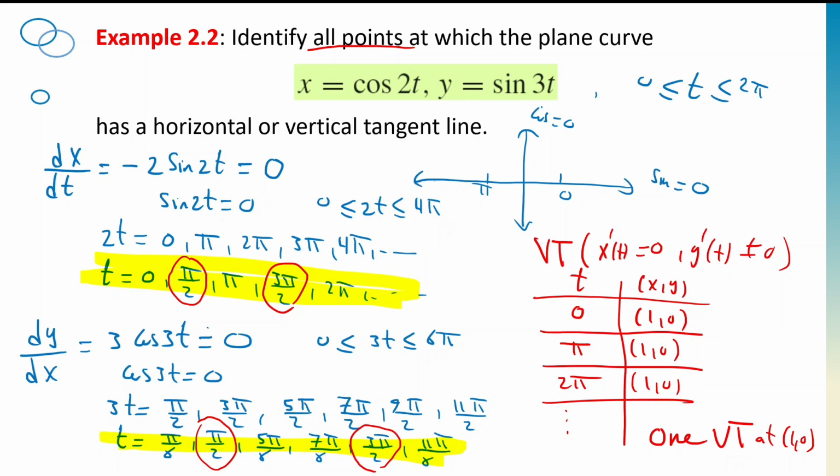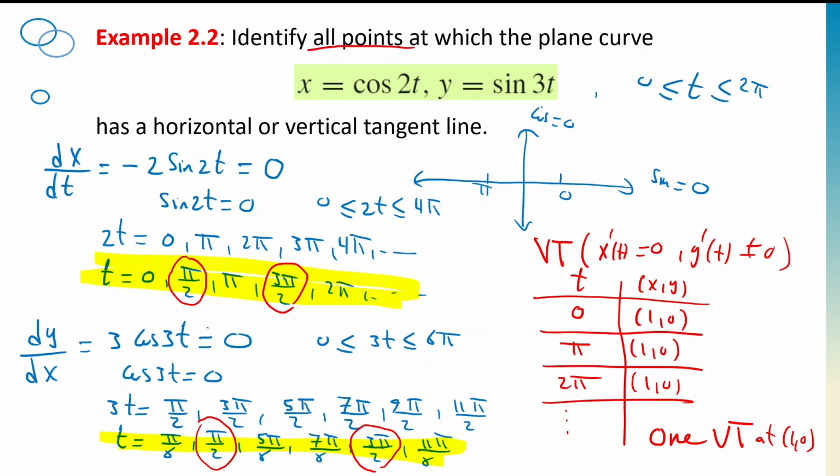Since they need horizontal and vertical tangents, I'll start with dx over dt. I check where it equals 0. Remember, sine equals 0 at the x-axis, so it's n pi: 0 pi, 1 pi, 2 pi, 3 pi, and so on. And then I'll find t.